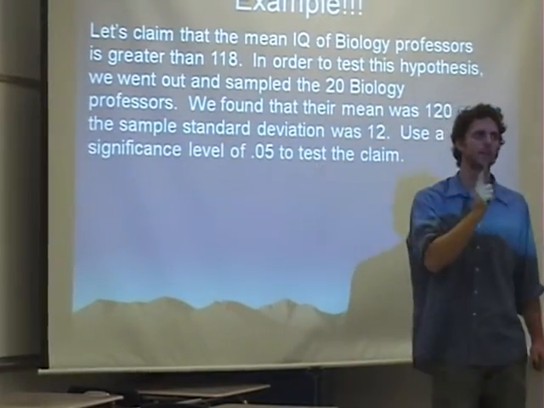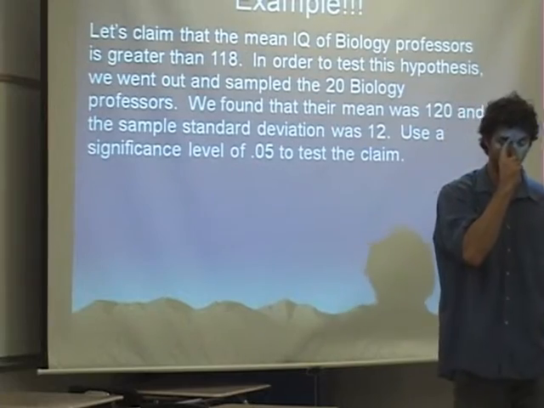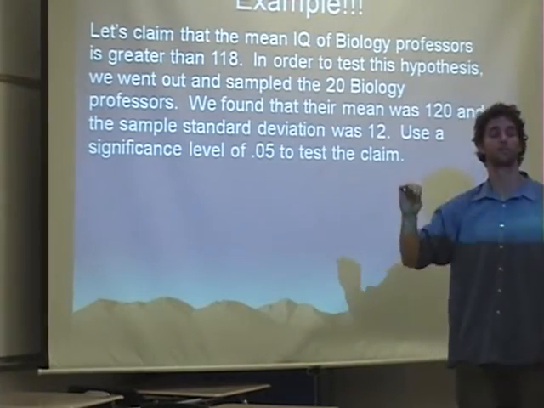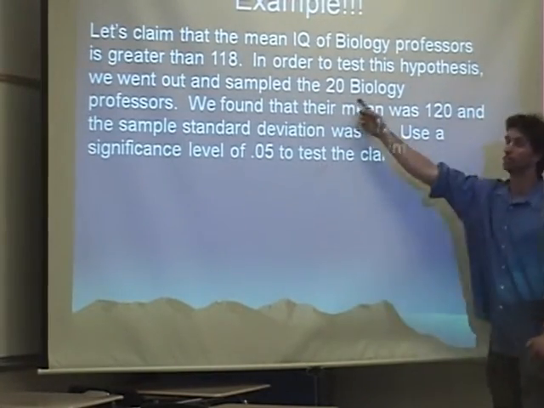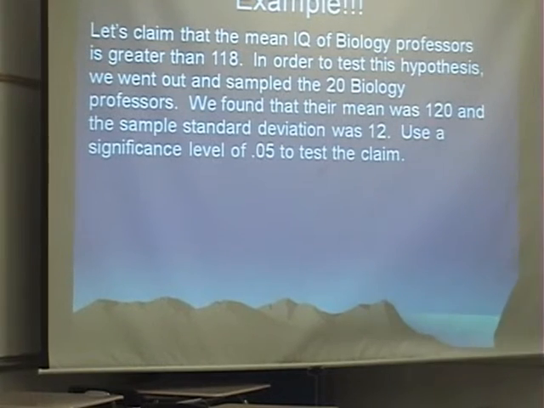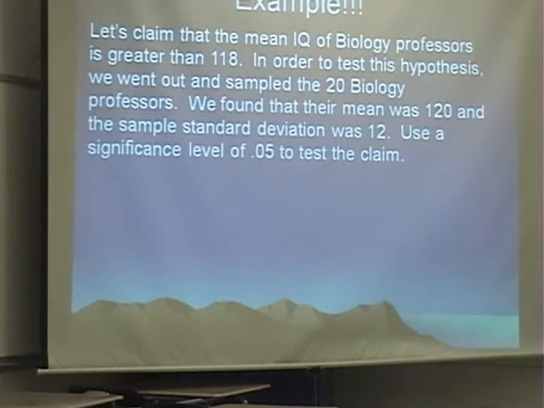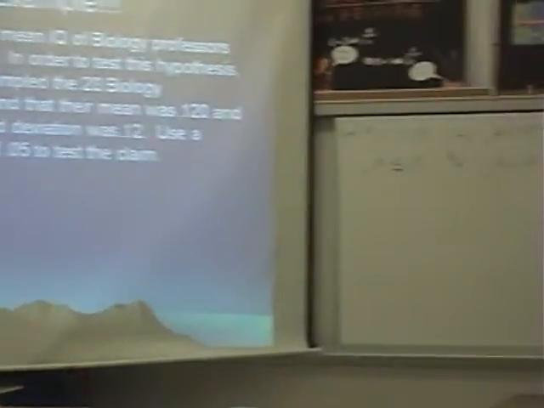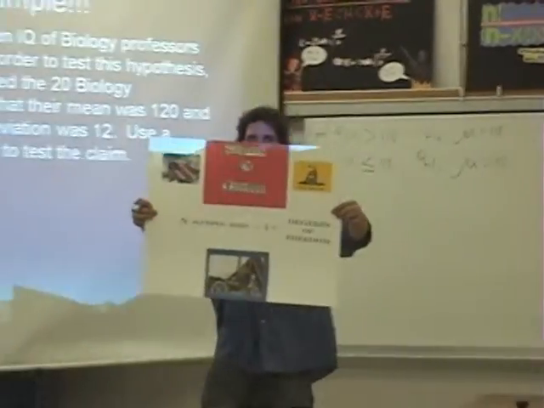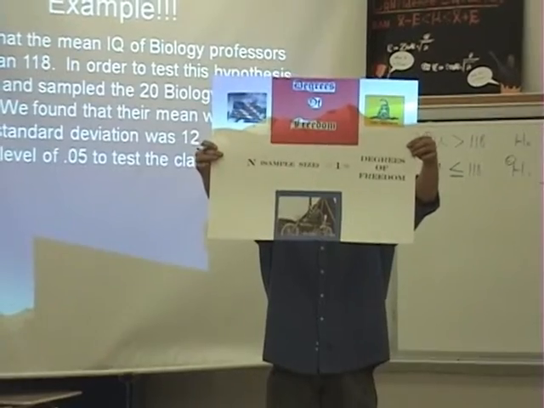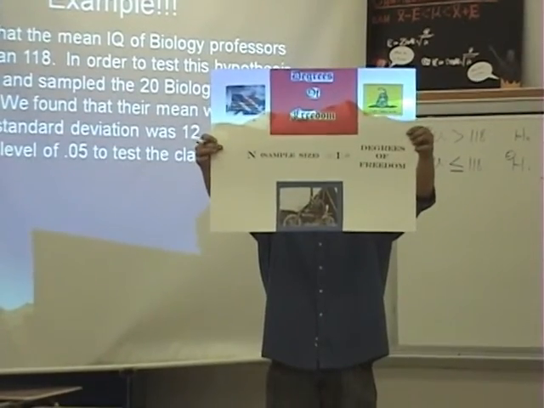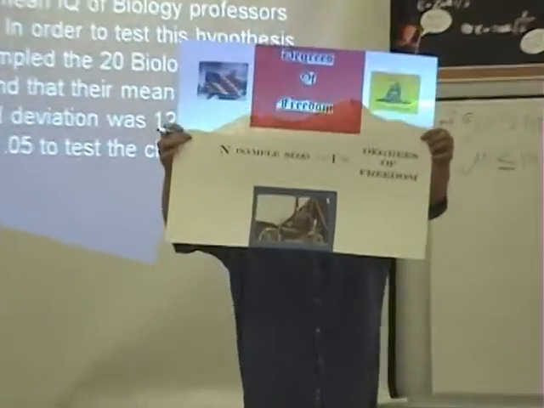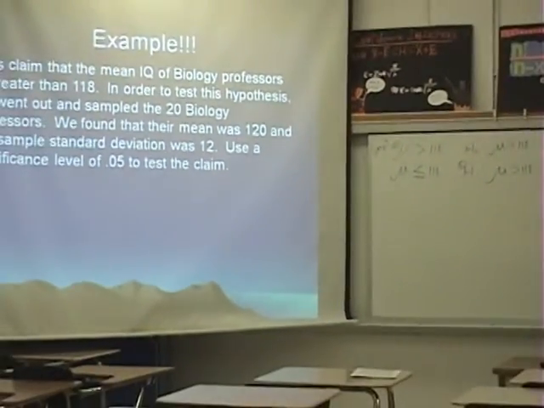Remember, with t, we need degrees of freedom. So what might the degrees of freedom be for a sample size of 20? Remember, the degrees of freedom are... 19. Thank you, Jason. N minus 1. The sample size minus 1 is our degrees of freedom.